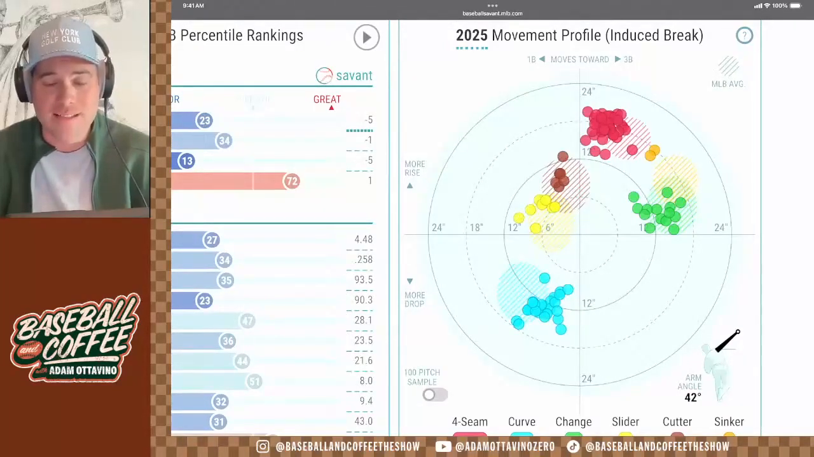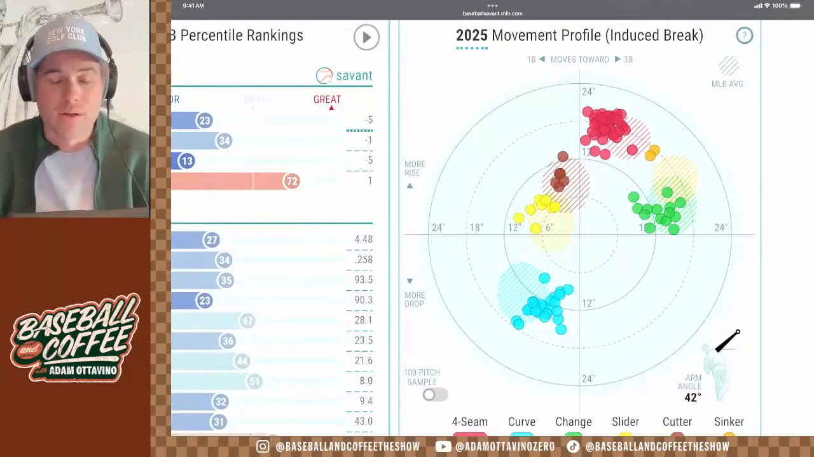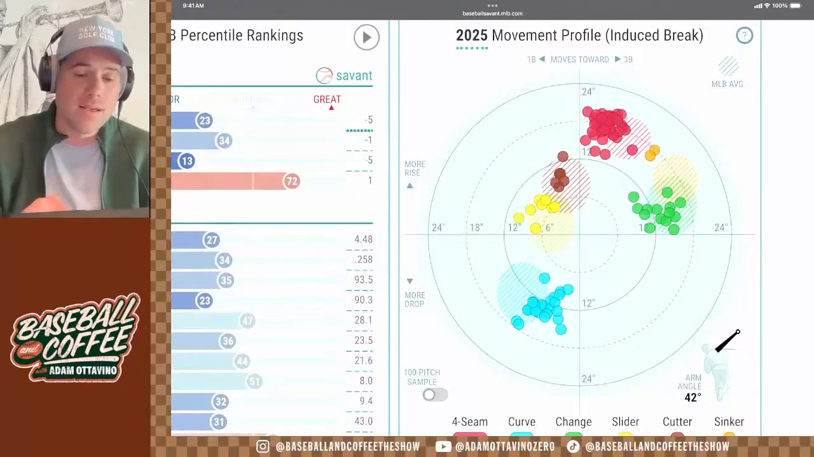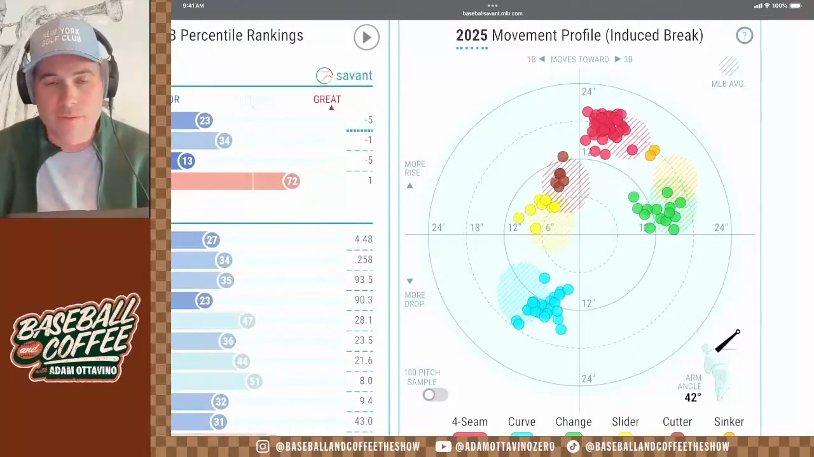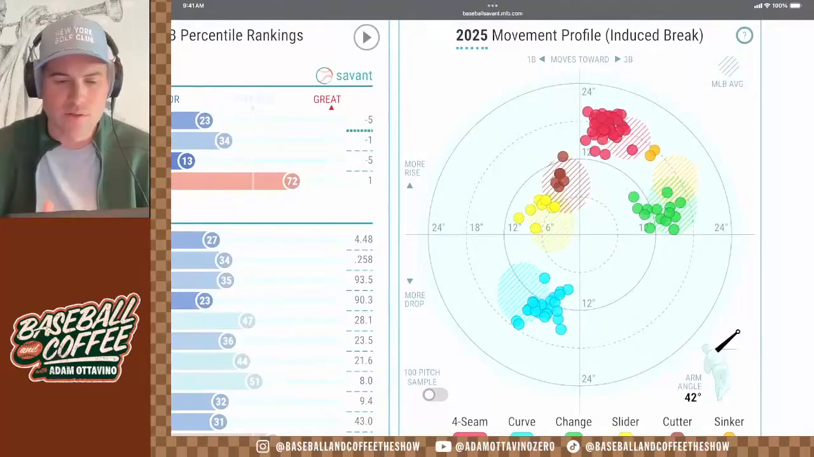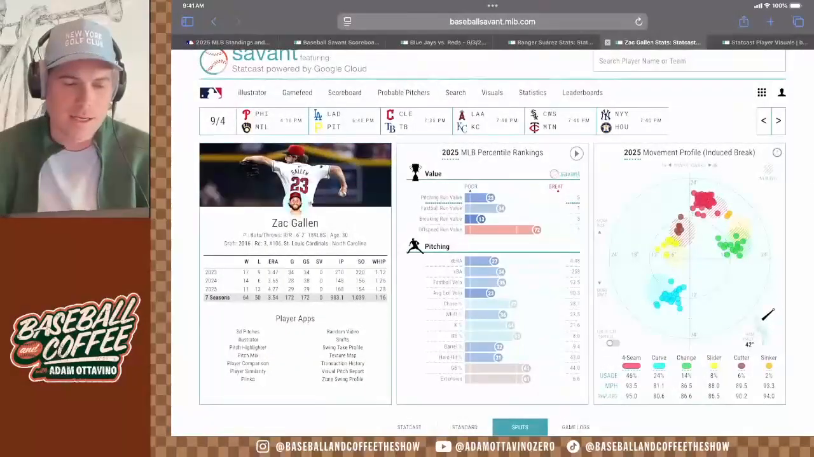Cutters tend to be the fastest and have the most lift. Those are the brown. Sliders tend to be the next fastest and have the next most lift, or the next most drop, whichever way you want to look at it. That is the yellow dots, and then the curveballs have the most drop and the least lift, however you want to look about it, and they're also generally the slowest, and those are the blue dots. So that's a quick little detour on that.